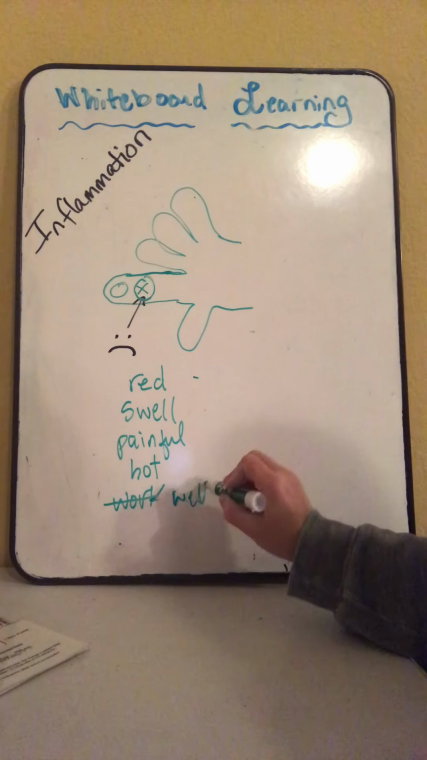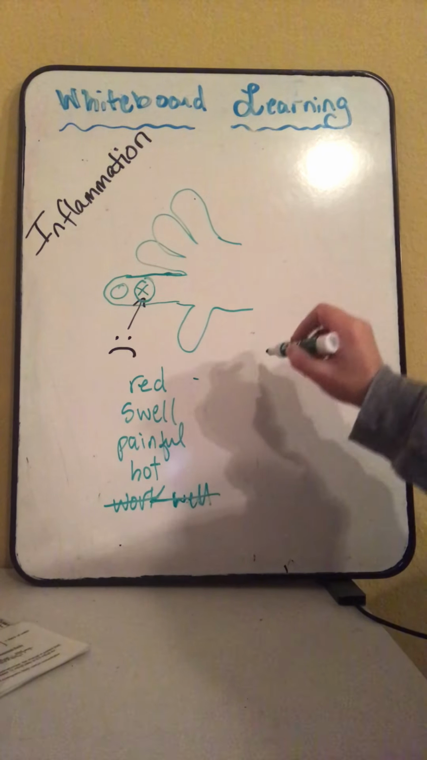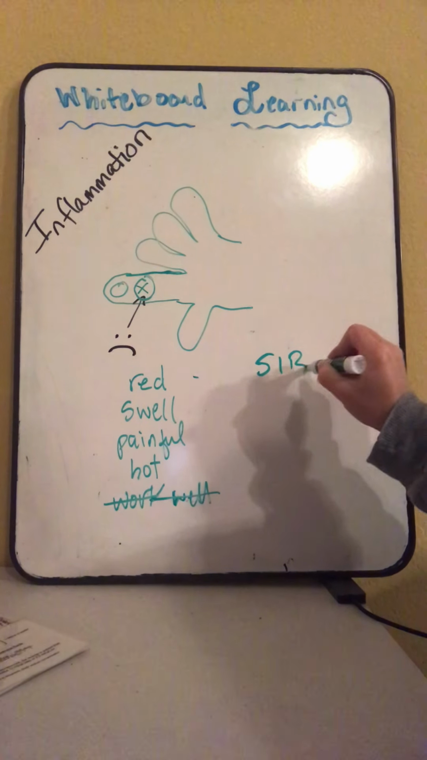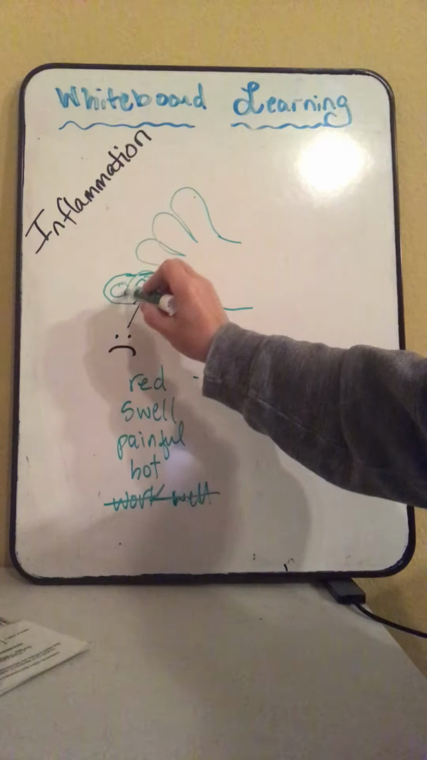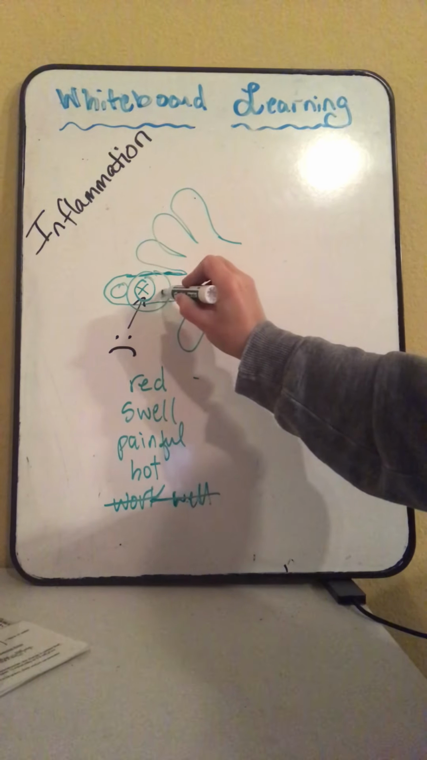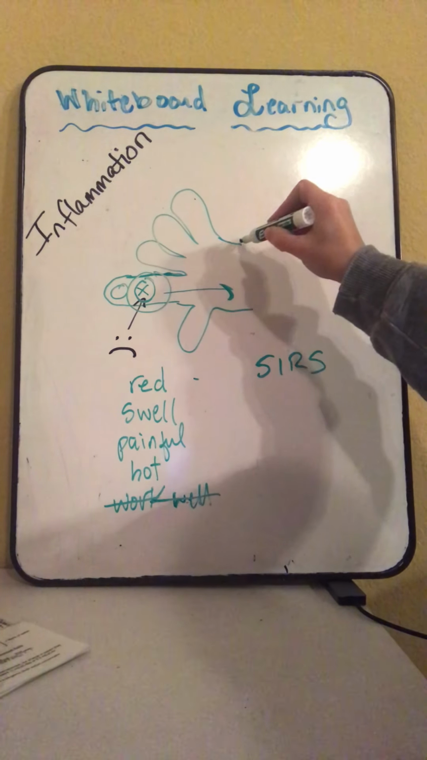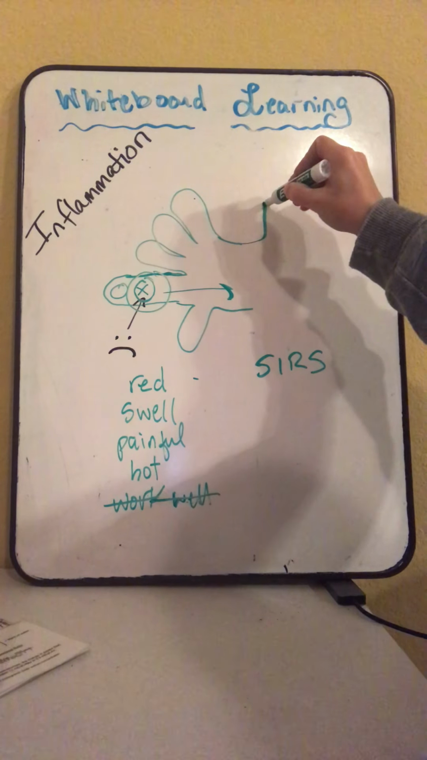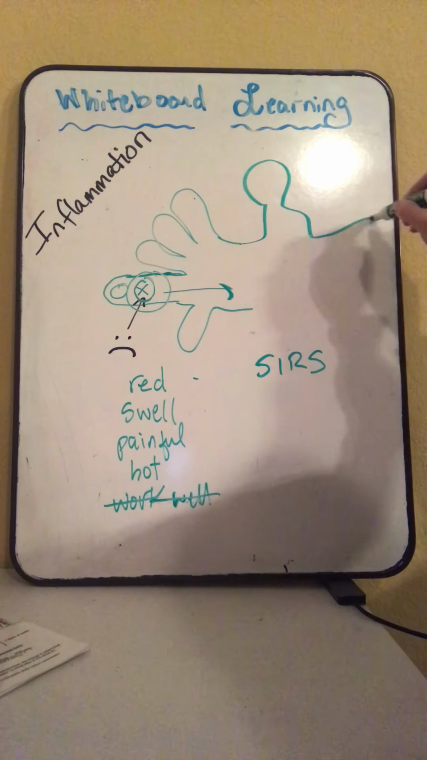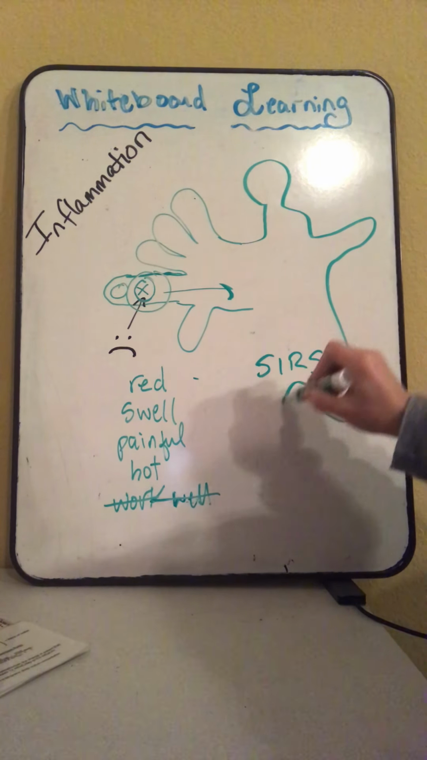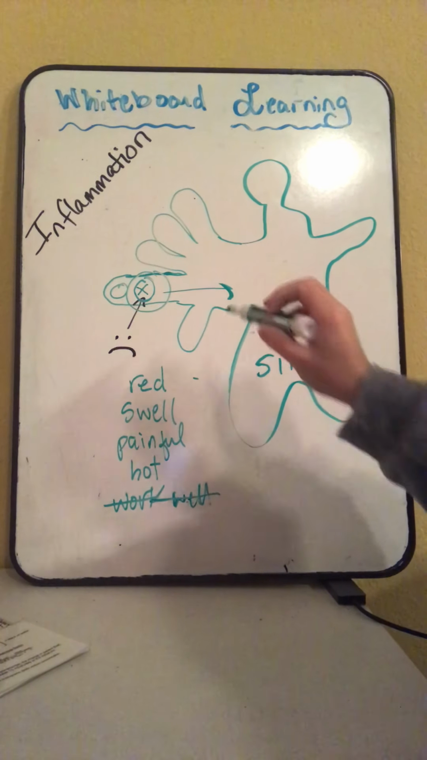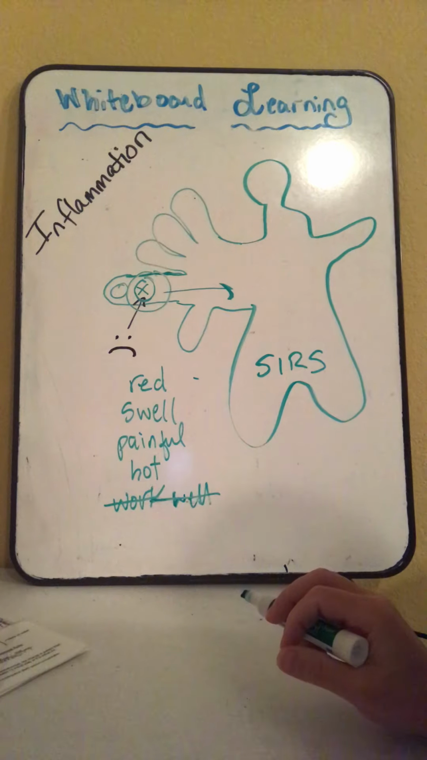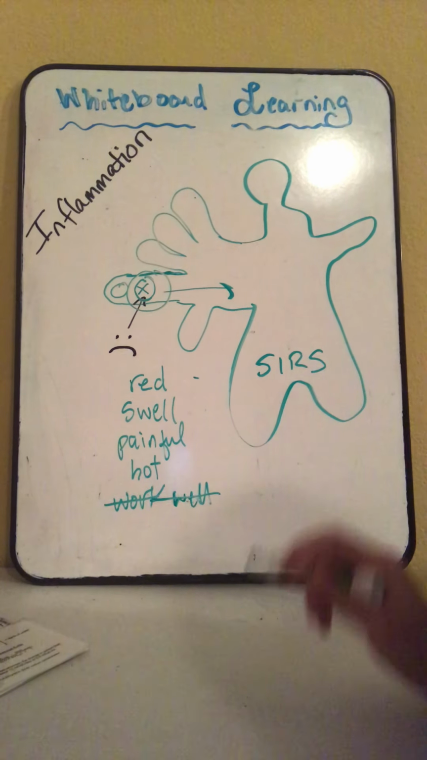Systemic Inflammatory Response Syndrome. So SIRS, Systemic Inflammatory Response Syndrome, is when all of those chemicals that are here spread to your whole body. And if they spread to your whole body, instead of being good for healing at this one spot, they can upset things that are further distant.